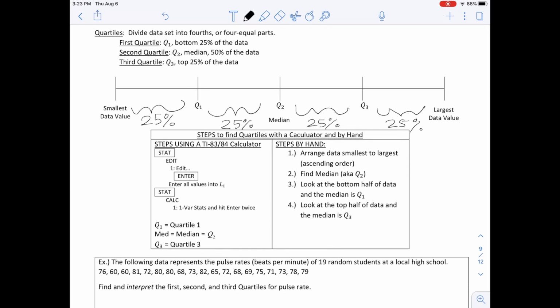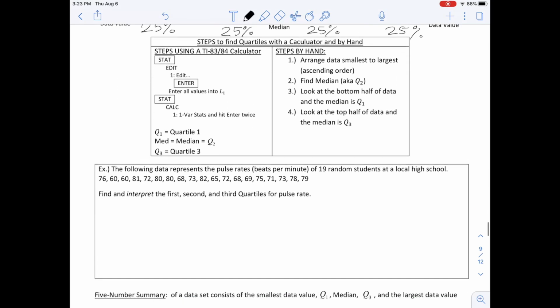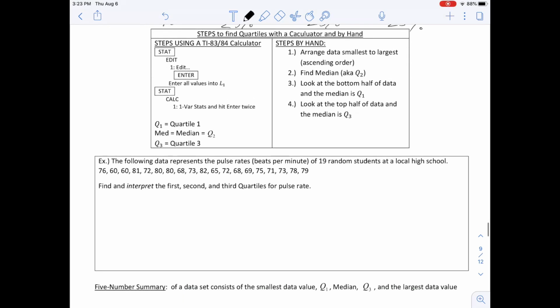So to calculate quartiles, you can do this by hand by putting your numbers in order from smallest to largest and finding the median. And then doing it again for the first half of the data to find Q1, and then doing it for the second half of the data to find Q3. The steps are listed below to do that by hand. But since we do use a graphing calculator, we are going to look at that.